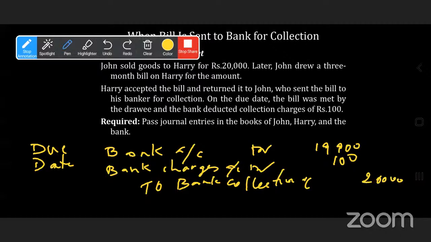Yes, ma'am. Now write the narration as: being bill collected and collection charges deducted by bank. Okay. Now let us see the journal of Harry.